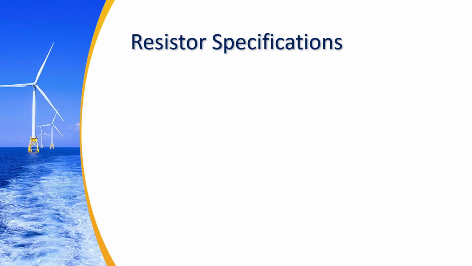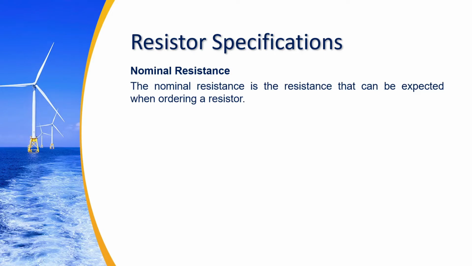So, for the resistor specifications, okay? So, unahin natin ang nominal resistance. So, the nominal resistance is the resistance that can be expected when ordering a resistor. So, siya yung kapag bibili tayo ng resistor sa hardware, okay? So, ang una natin titignan is yung nominal resistance kasi siya yung mismong value. Okay? So, next, the tolerances.